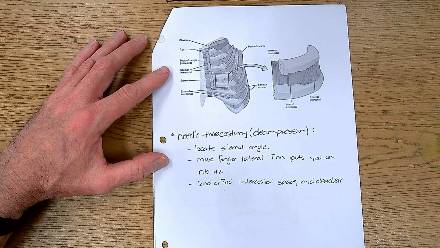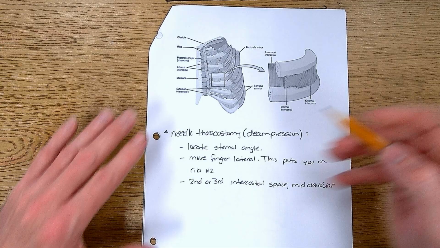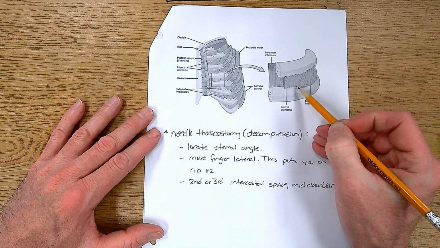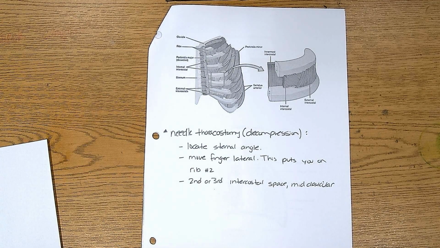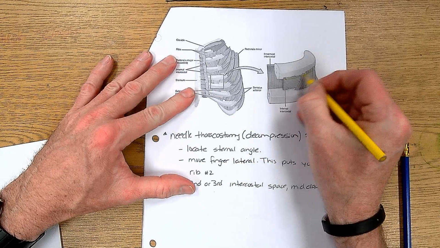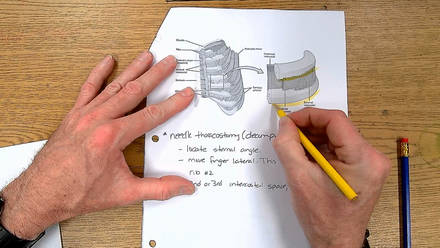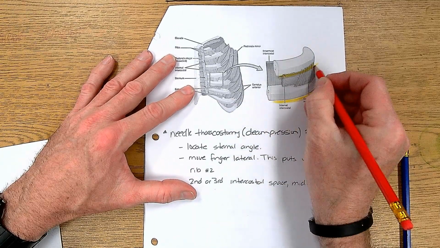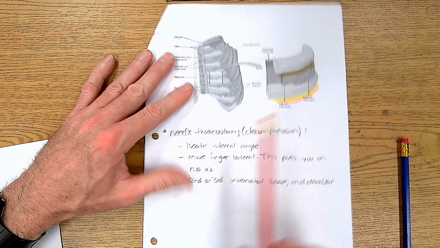Okay, we also need to pay attention to where we insert the needle. We can't simply just plop it right here in the intercostal muscle space. That's because there's a neurovascular bundle that runs underneath every rib. So you've got a nerve that runs into that rib, a nerve that runs into that rib, artery, and vein.